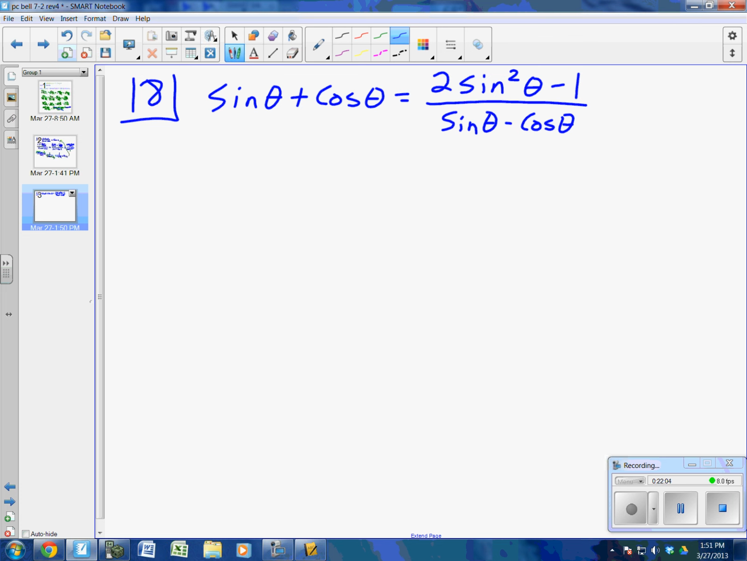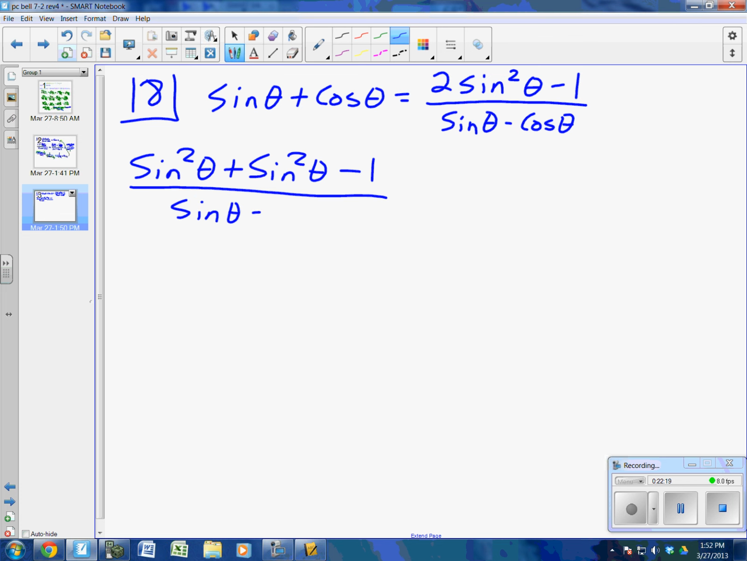What we're going to do, you guys, if you have 2 sine squareds, that means you have sine squared plus sine squared. So we're going to write sine squared of theta plus sine squared of theta minus 1 all over sine of theta minus cosine of theta. Do you see that? Okay? Now we can do what you said. Ammon said that he combined these.